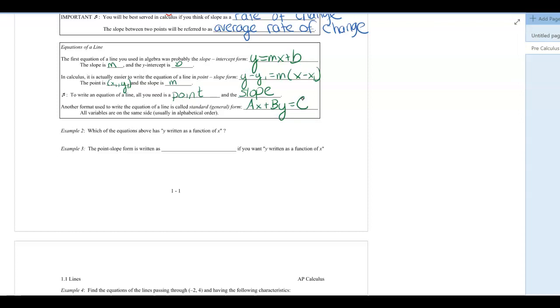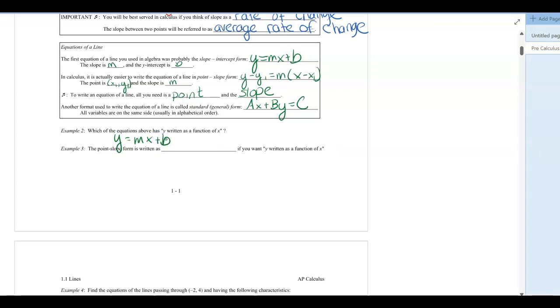Alright, so example 2, which of these equations has a y written as a function of x? So all that means is that y is by itself, so the only one that actually has y by itself is that slope-intercept form of that y equals mx plus b.